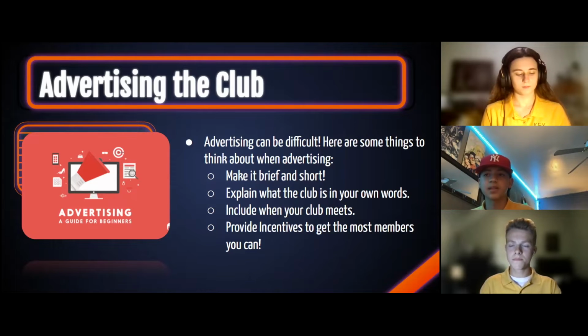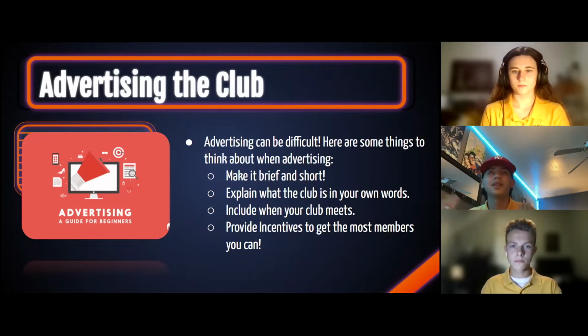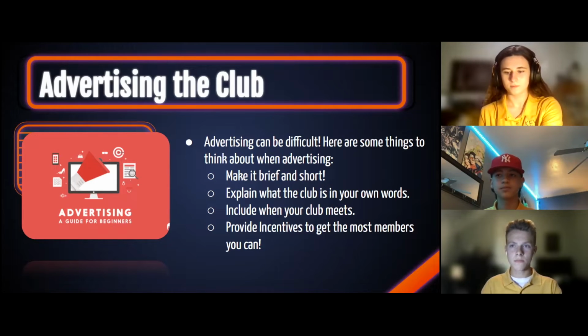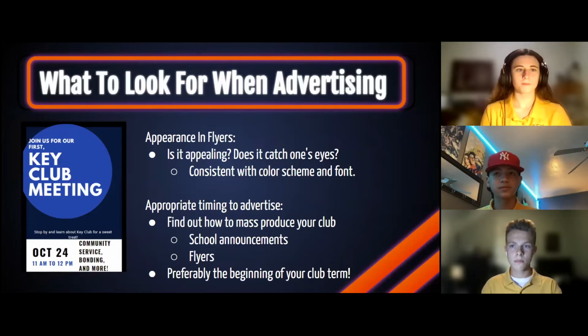When you're creating the advertisement, you want to explain in brief what your club is, and make sure you include when your club meets, so that everybody who's interested in joining can actually commit to the club. For example, if they have sports on the days you have meetings, they're going to have to reconsider joining. So just make sure you include when your club meets. Again, very brief and short, and I'll show you an example of what that looks like on the next slide. Again, what to look for when advertising.